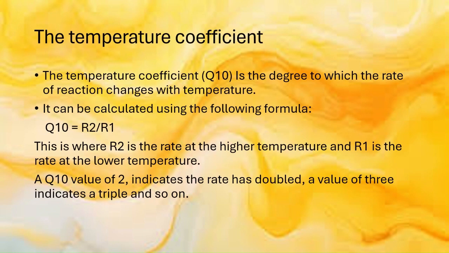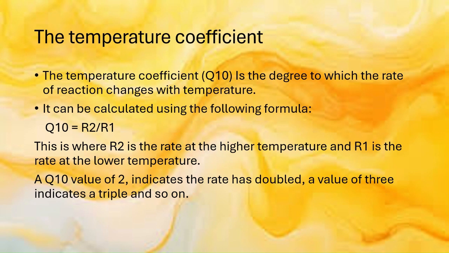So what is the temperature coefficient? This is a calculation that you will be expected to do. The temperature coefficient is the degree to which the rate of reaction changes with temperature. It can be calculated using the following formula. Q10, that's the temperature coefficient, and R2 is the rate at the higher temperature, and R1 is the rate at the lower temperature. Both will be given to you in your exam question.